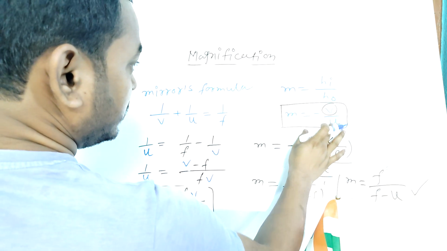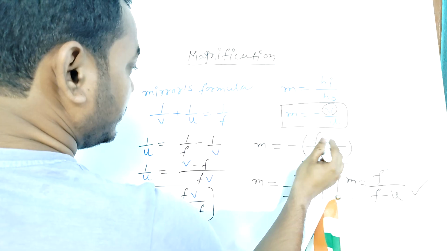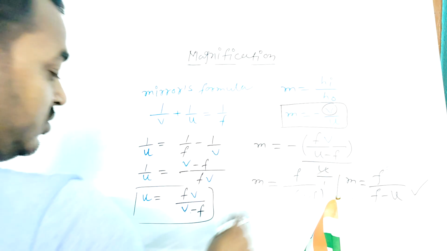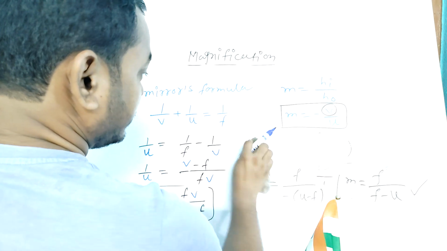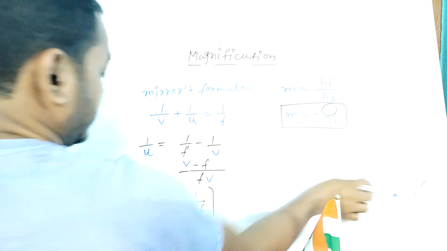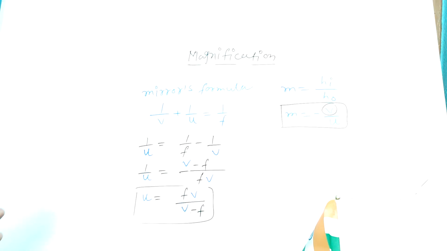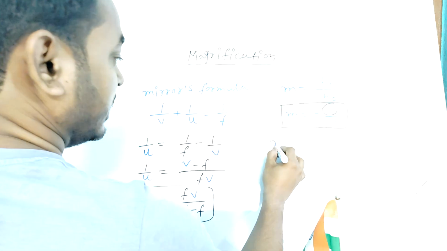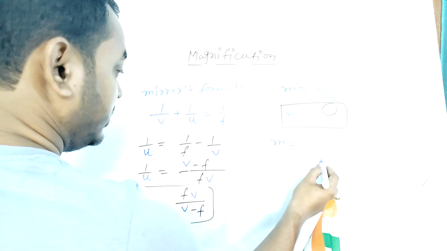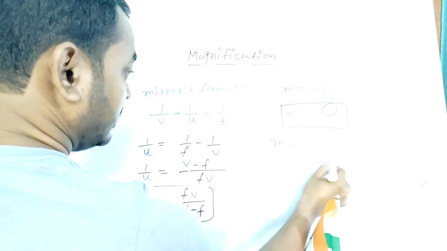Acha. So what we have to write? fv, because u. So we have to change here. Up to this, okay. After this, clear, na? See, write it. To find u, now M is equal to minus v by u, which is fv divided by v minus f.